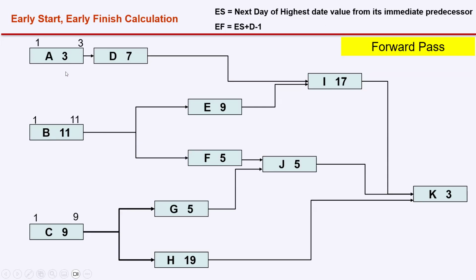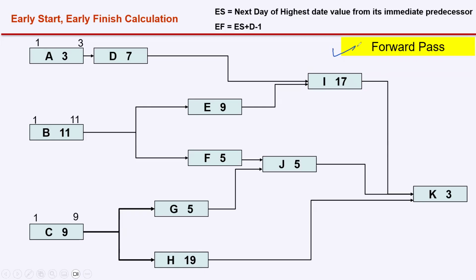Okay. So we have the early start and early finish of all the first set of activities. Moving forward in the network, this is actually the technique we are using to calculate early start and early finish of the activities, called forward pass.